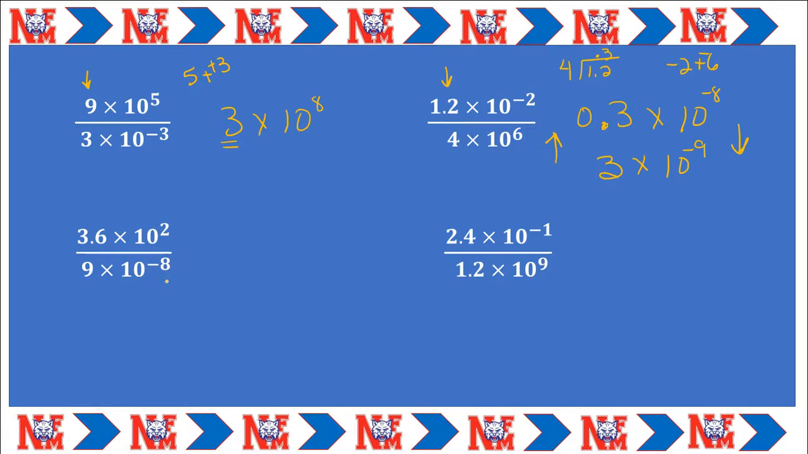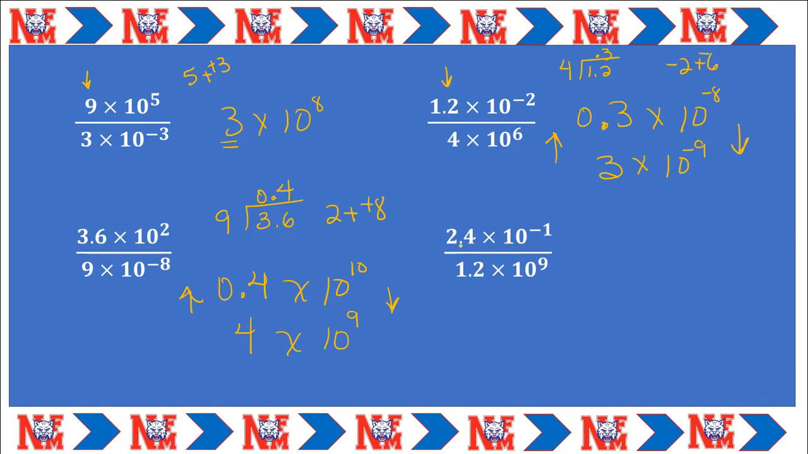So now we have 3.6 divided by 9. So 9 into 3.6, and we get 0.4 times 10, and we have 2 minus negative 8. Keep, change. We get an exponent of 10. We need to adjust the left side and move the decimal once to the right to make it 4 times. And then here we're going to lower the exponent to a 9.